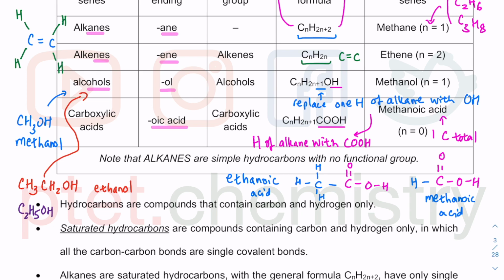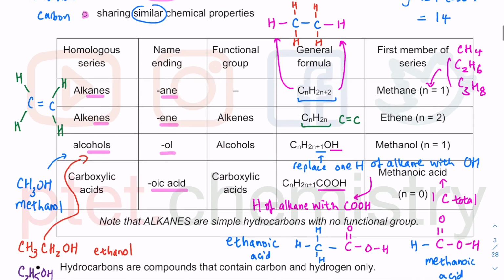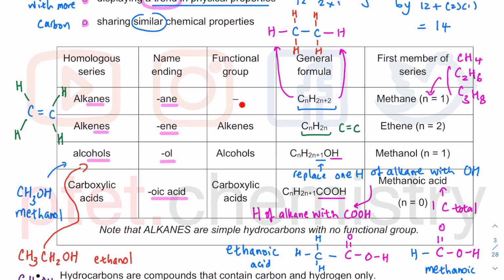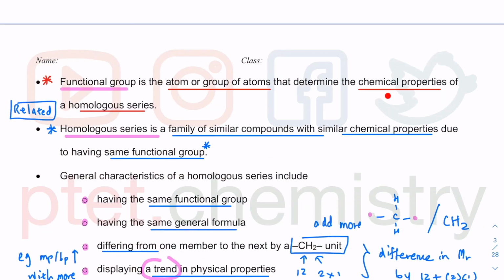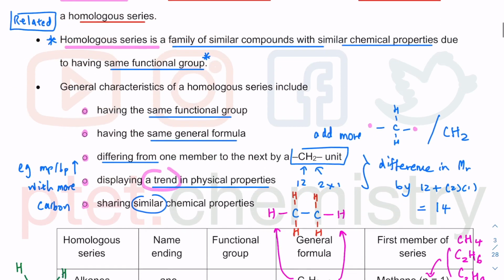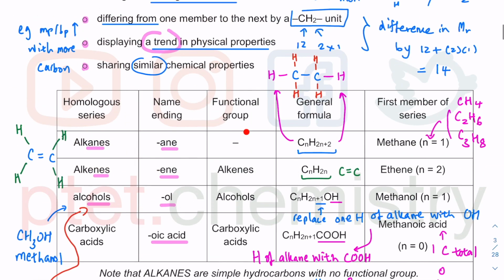Okay, so alkanes are simple hydrocarbons. Alkanes have no functional groups, but the functional group of alkene is alkene. For alcohol is alcohol. Carboxylic acid is carboxylic acid. Alkanes do not have functional groups. The functional group is the group of atoms that determine the chemical properties of that homologous series. Most people actually interchangeably use homologous series and functional groups, but when we talk about alkanes, we are not really talking about the functional group.